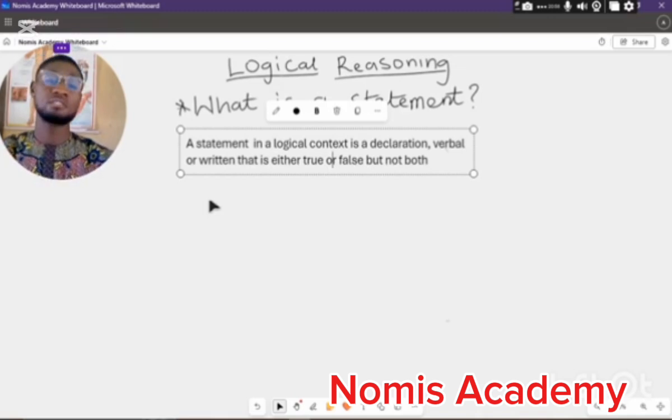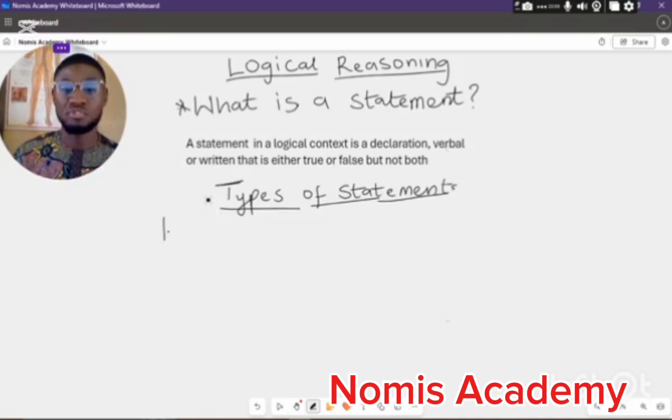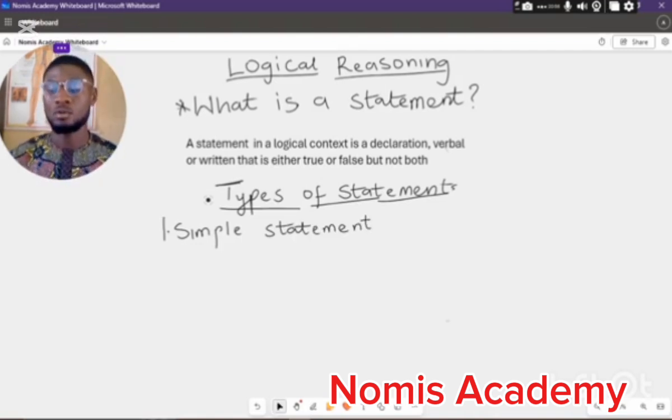So to continue, we have simple and compound statements. The types of statements: number one, we have the simple statement. A simple statement is a statement which has only one verb.